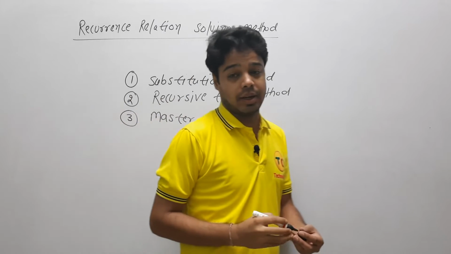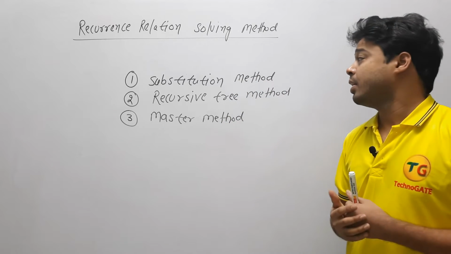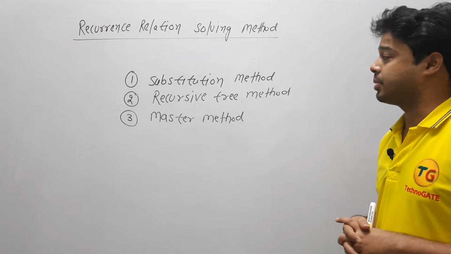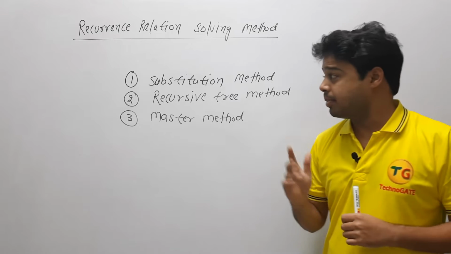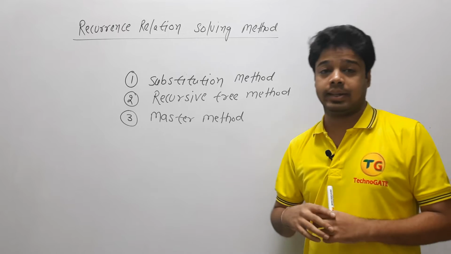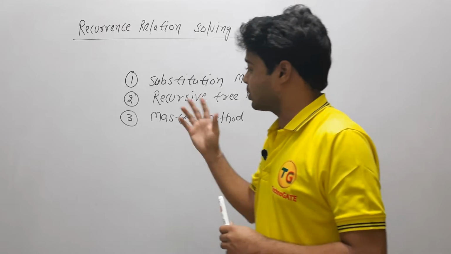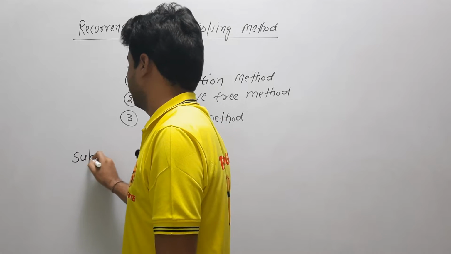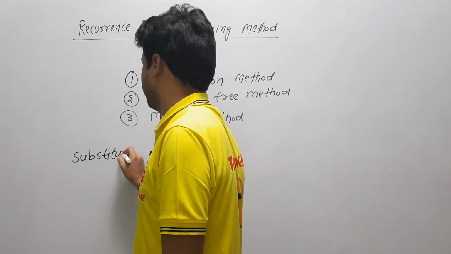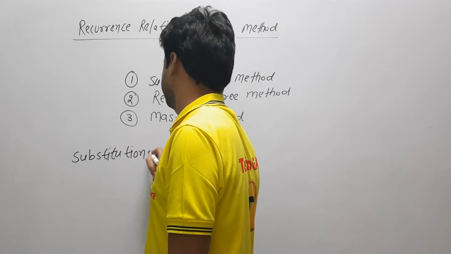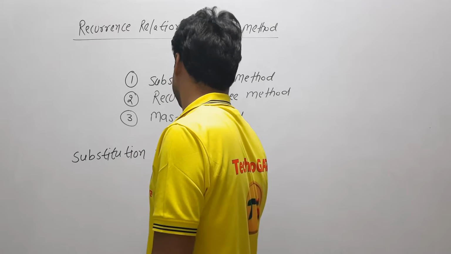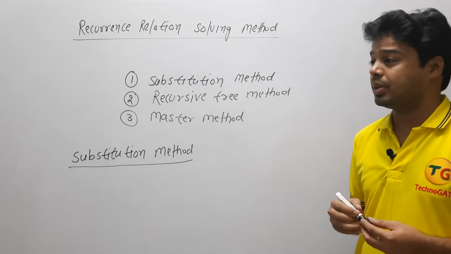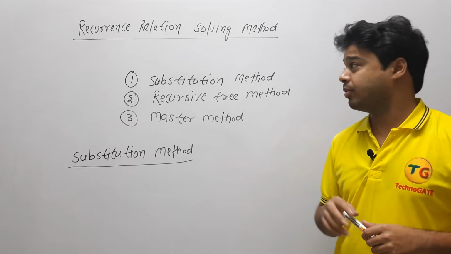So there are three methods to solve any recurrence relation: substitution, recursive tree method, and master method. With the help of these three methods we will solve any type of recurrence relation. First of all, let's see the substitution method. This is a very important topic, and one or two problems will definitely come from it.